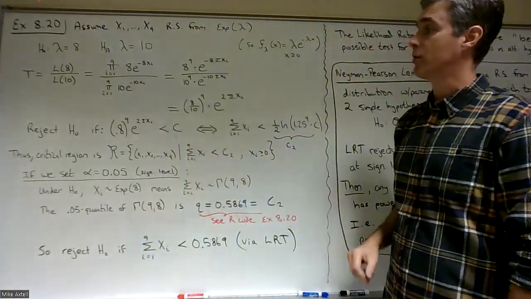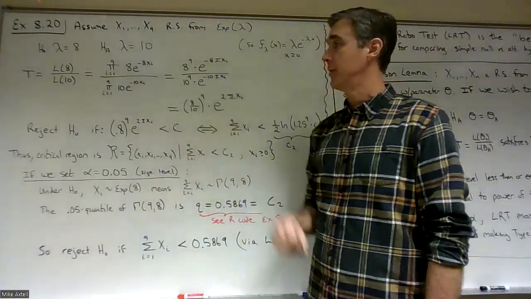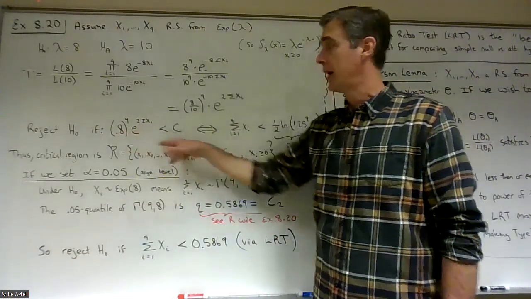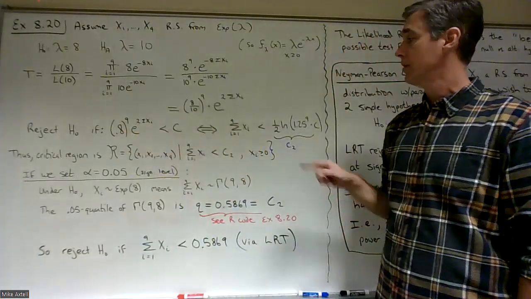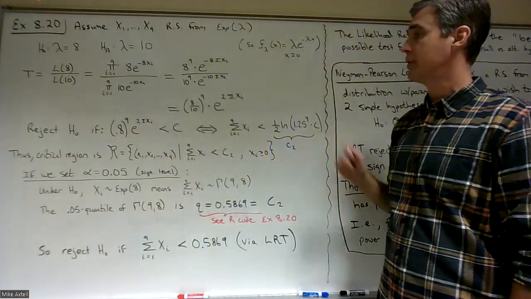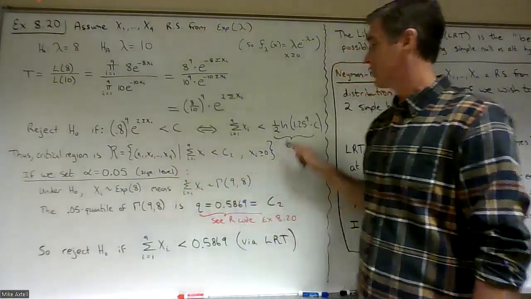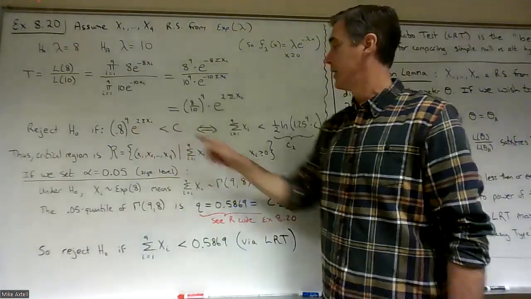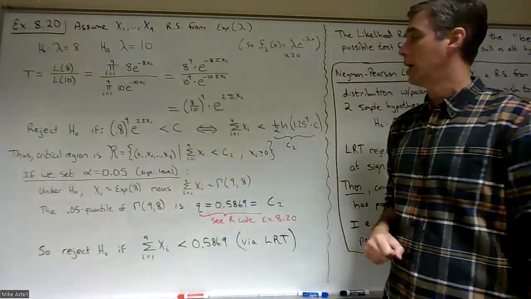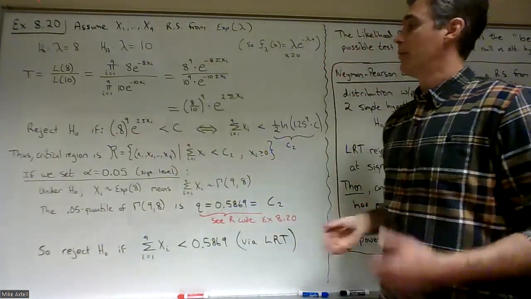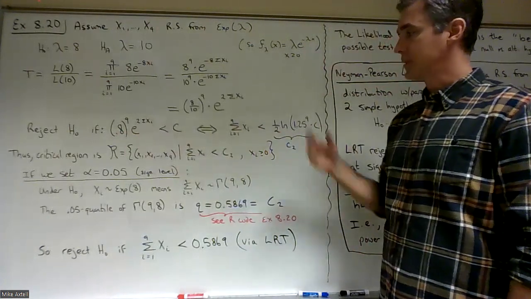so I skipped the algebra, but you should just check to make sure I didn't skip the algebra. I solved this for the sum of the xi's by dividing both sides by 0.8 to the 9th. That becomes 1.25 to the 9th. Taking the natural log of both sides, there it is, and then dividing the 2 to the other side, there it is, okay?